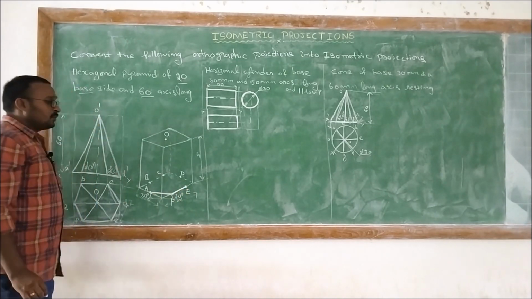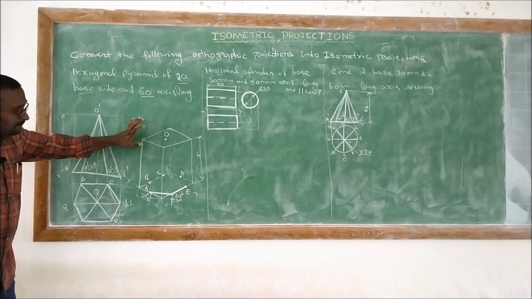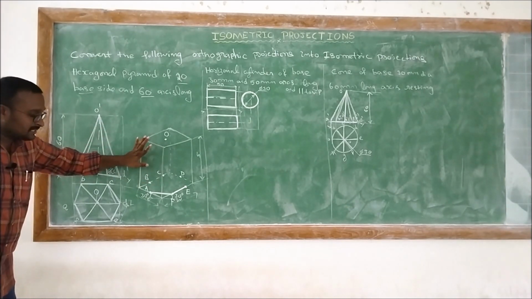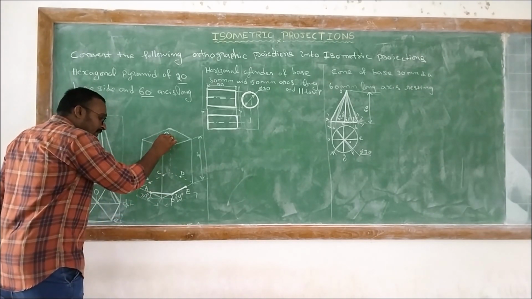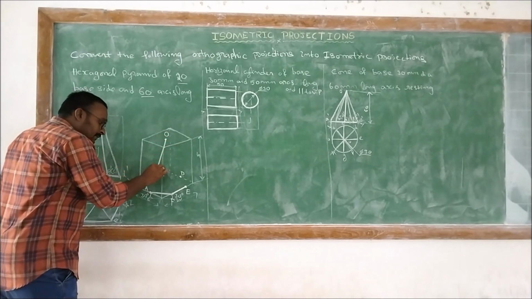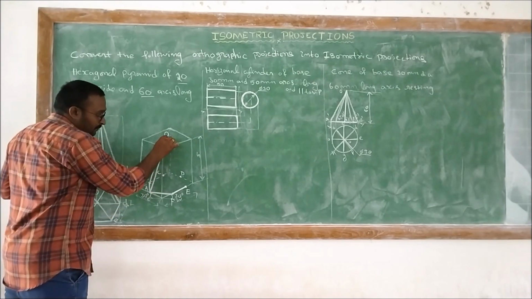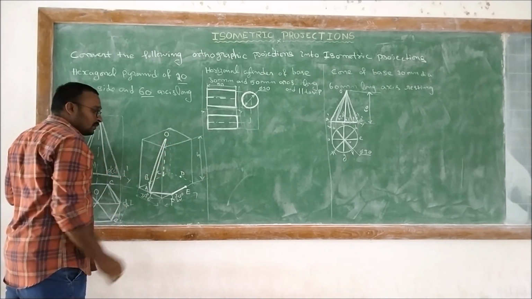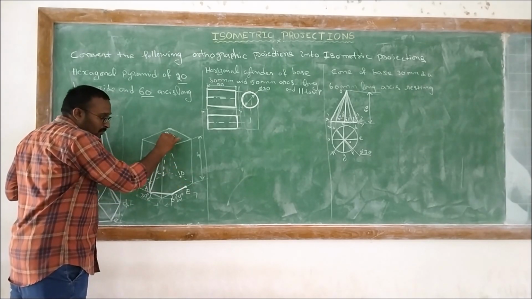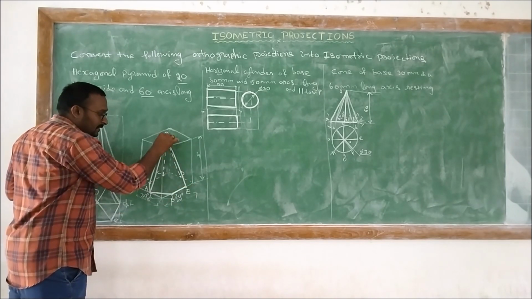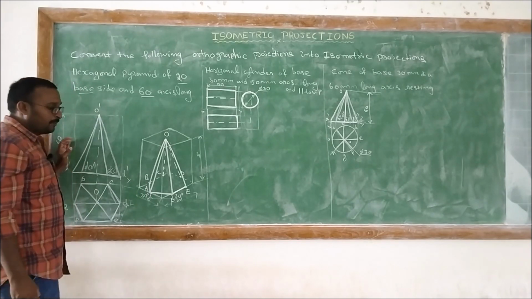Right? So thereafter you need to combine all of them with visible lines. Because it's a pyramid, the slant edges must be represented. So here OA, OB, OC will be invisible, OD will be invisible, OE visible, and then OF visible. Here 1, 2, 3 surfaces are going to be visible.